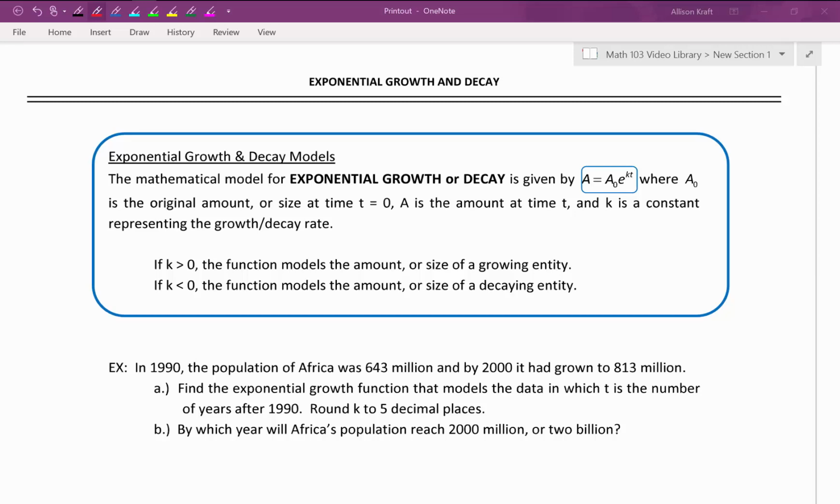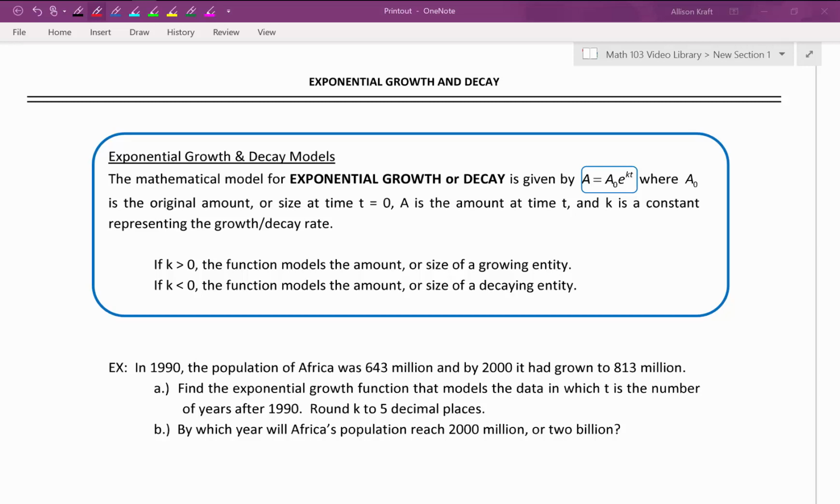In this video, we'll be discussing an application of exponential equations, exponential growth and decay. The mathematical model for exponential growth or decay is given by A equals A sub 0 times e to the kt power, where A sub 0 is the original amount or size at time t equals 0, A is the amount at time t, and k is a constant representing the growth or decay rate.